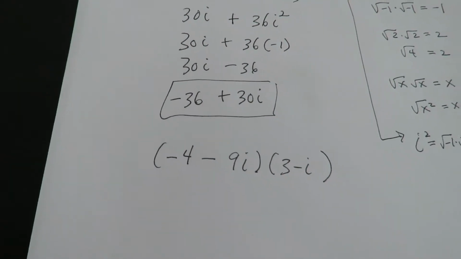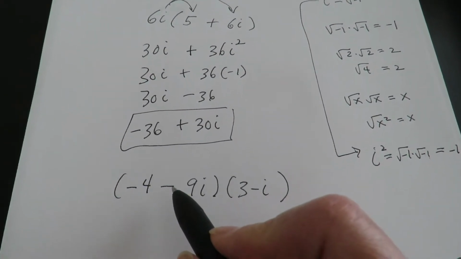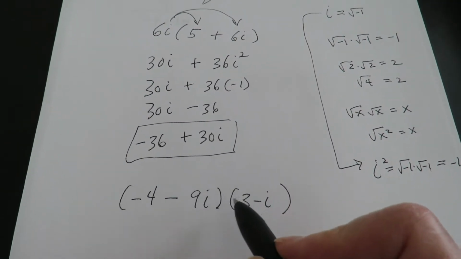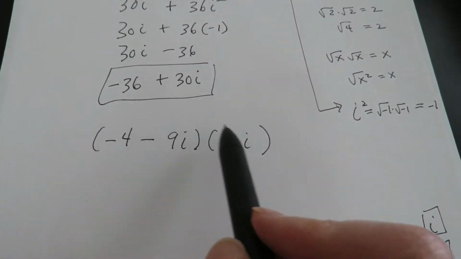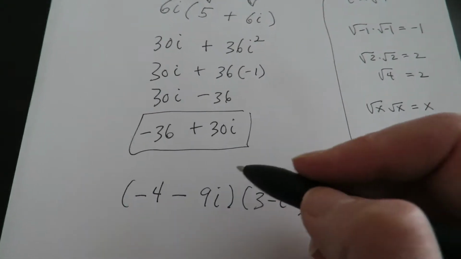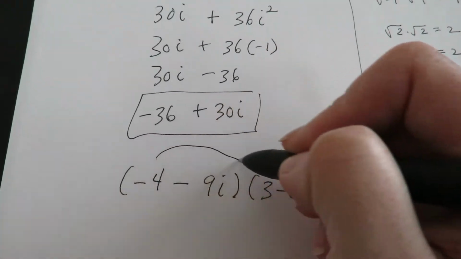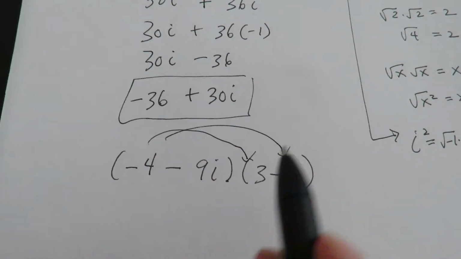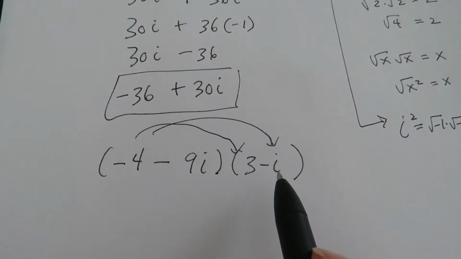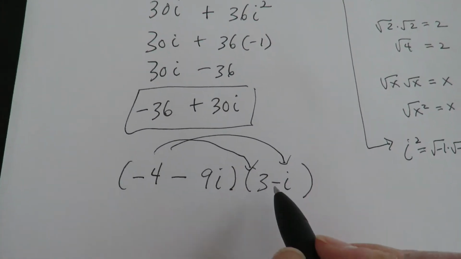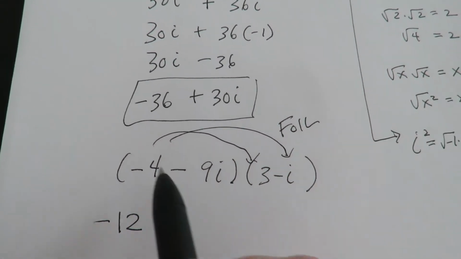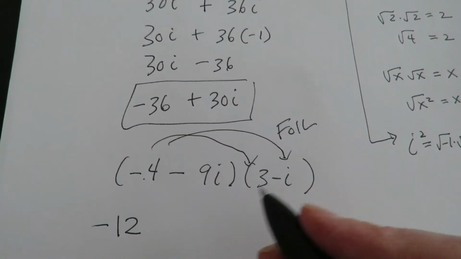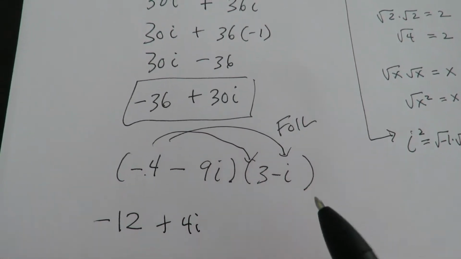Let me try another one a little bit more difficult. This is a complex number. Instead of just half of a complex number like we just had, now we have a whole complex times a complex. So you're going to have to FOIL this. I'm going to multiply the negative 4 times the 3 minus i. So negative 4 times 3 is negative 12. Negative 4 times negative i is plus 4i.